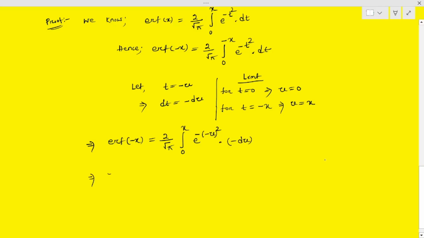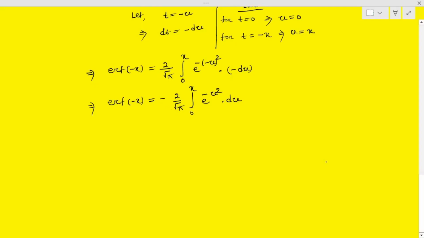That implies error function of minus x, here minus du, the minus can be taken outside of this integral, 2 by root pi, 0 to x, e to the power minus u whole square means u square itself, minus u square into du. I told initially this t and x are dummy symbols, so here u is also a dummy symbol. So if I consider this integral, it is nothing but error function. So that implies error function of minus x will be equal to minus of error function of x. Hence it is proved.